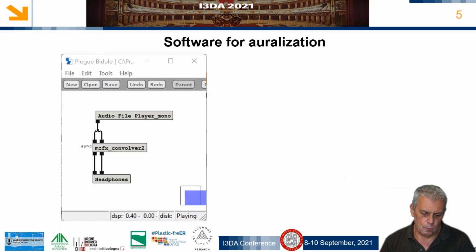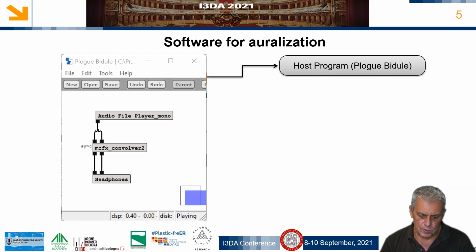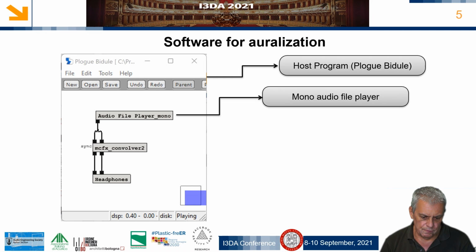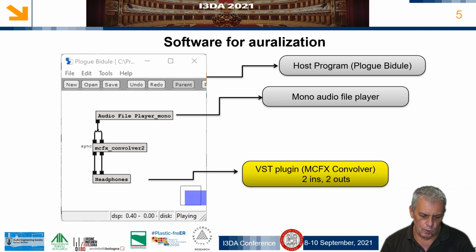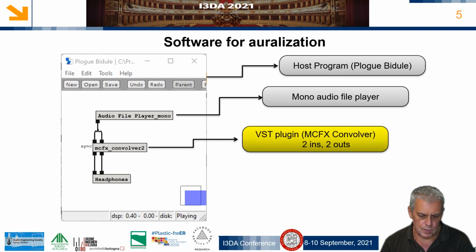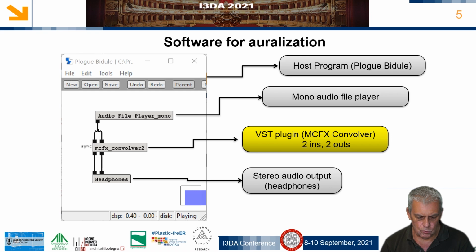The software for performing this kind of processing is quite simple. Here we use a host program which is Plugin Bidule, which is a typical block and wires program. You see the blocks. The first block is an audio file player for the anechoic mono recording. It goes to a convolution plugin. In this case we are using MCFX with 2 inputs and 2 outputs. And the output of the convolution plugin goes to the headphones.